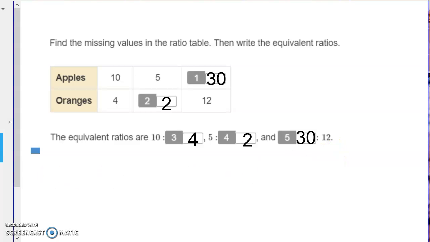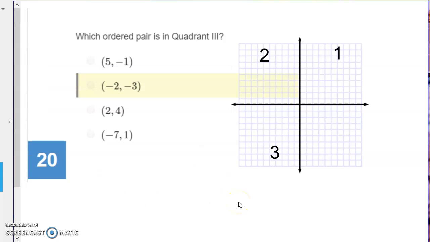Last question, which ordered pair is in quadrant 3? Well, the quadrants go 1, 2, 3, 4. So my number in this area would be my quadrant 3. Well, numbers in this area would be negative and then down negative. So it'd have to be an ordered pair that both of them are negative, which means that this one right here would be the only one that is a solution.